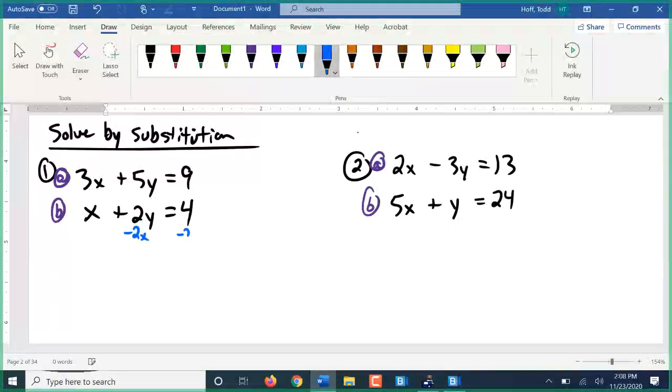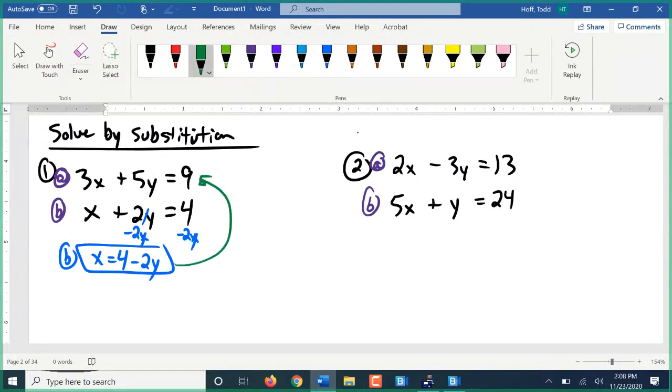We'll solve for x by subtracting 2y to get x equals 4 minus 2y. That's our new equation B. Now, of course, that has to go up into equation A. 3x is going to become 3. We will replace x with 4 minus 2y, plus 5y equals 9.